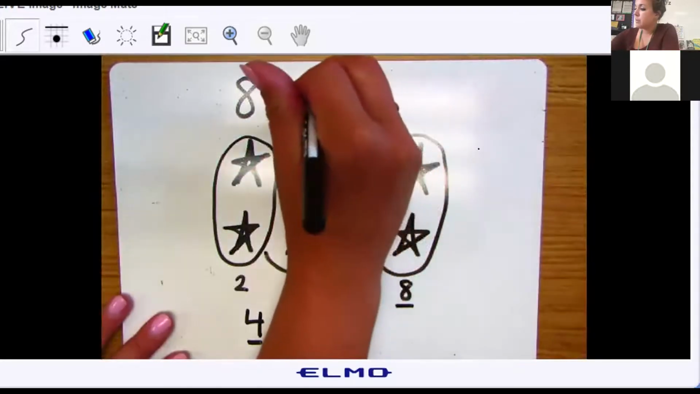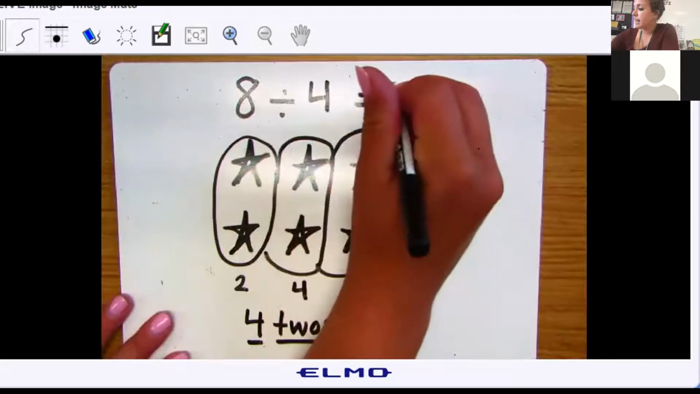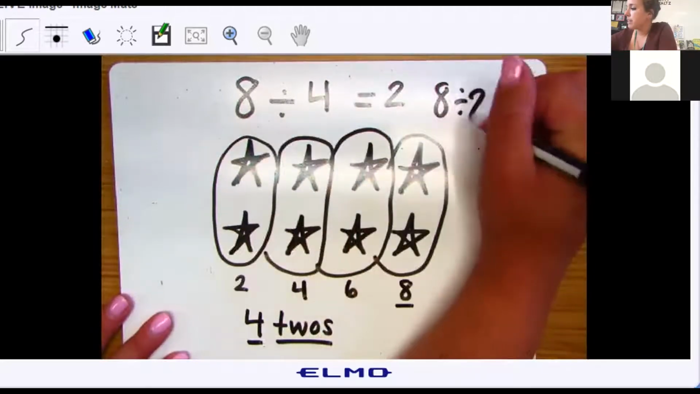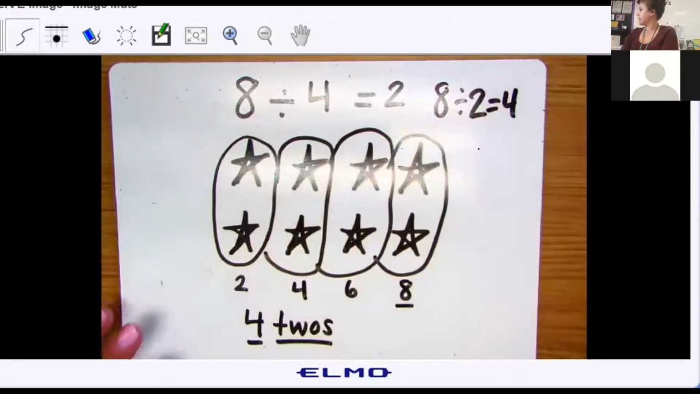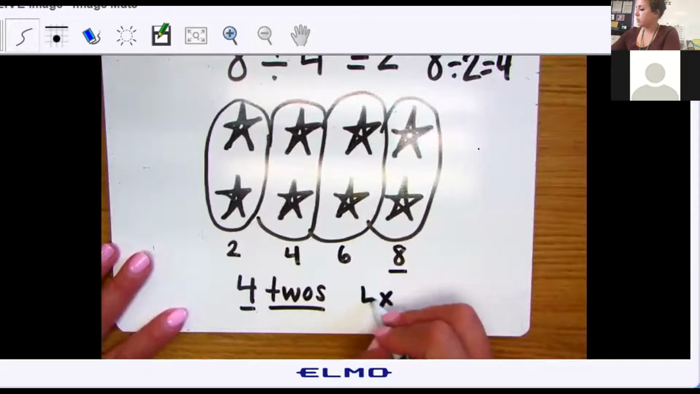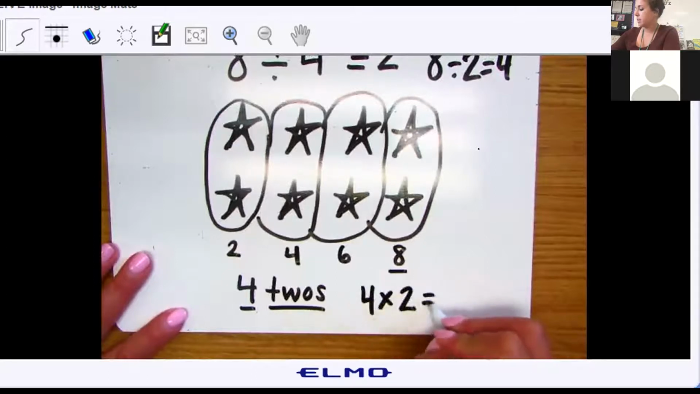Then you could say we divided it into 4 and that equals 2. Or you could say 8 divided by 2 equals 4. We can also take those numbers and write a multiplication sentence. I don't have a ton of room, I'll do it here. So in this one, we have 4 groups of 2 to equal 8 stars.